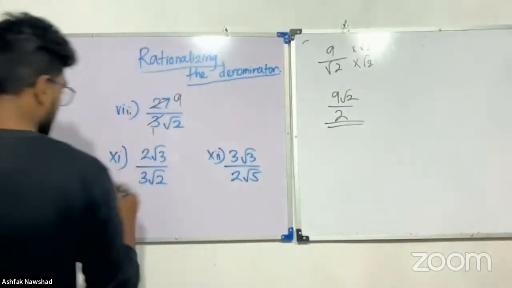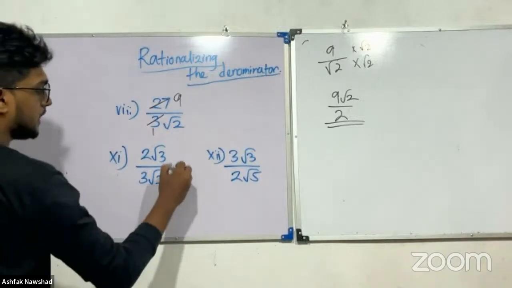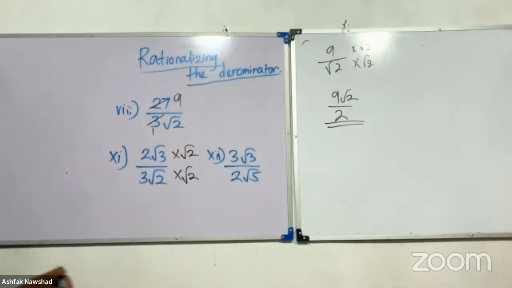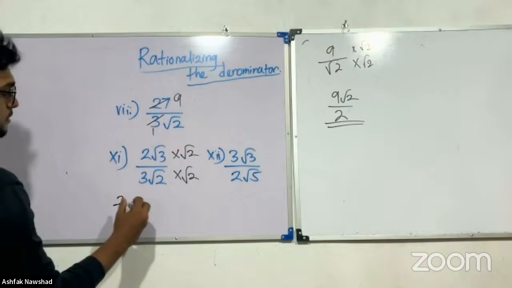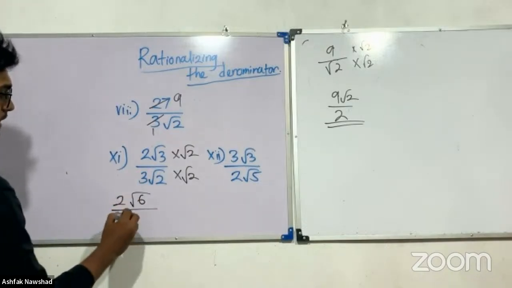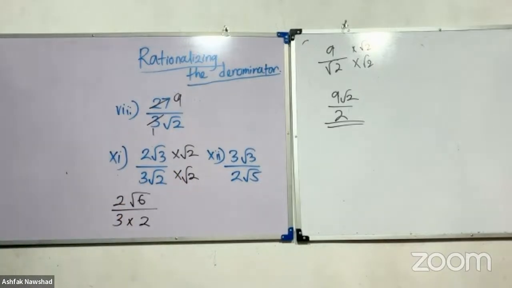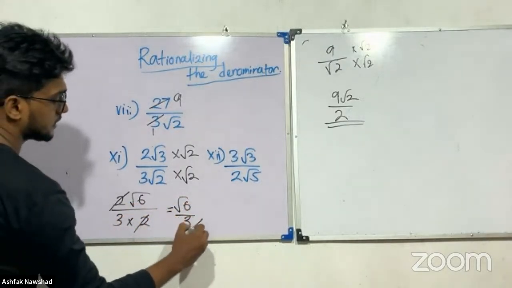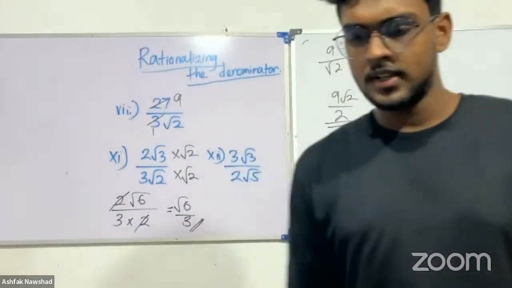So the first one and the second one, it's visible that we have to multiply the fraction by root 2. We are looking at the denominator. See, the 2 just exists. Root 3 times root 2 is root 6. The 3 exists here. Root 2 times root 2 is 2. The root gets removed. Now we can cancel this. So the answer is root 6 over 3.